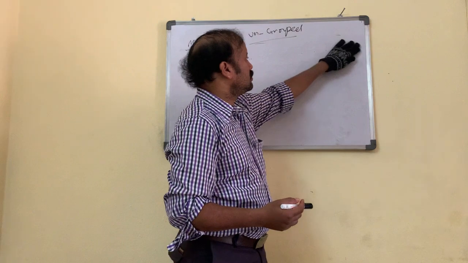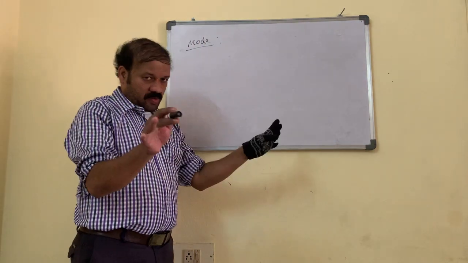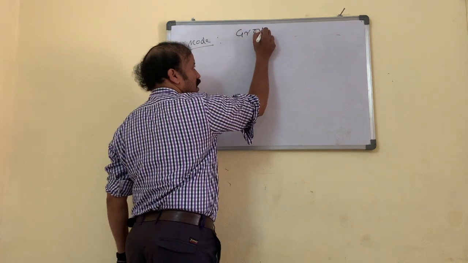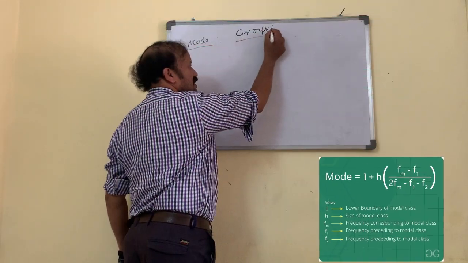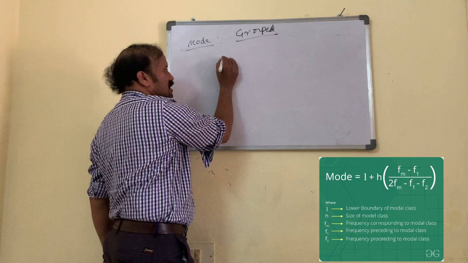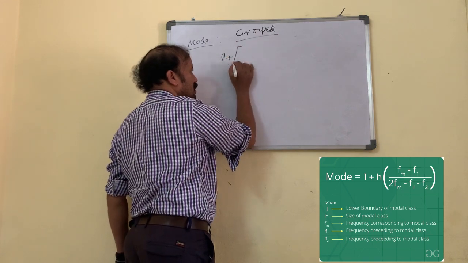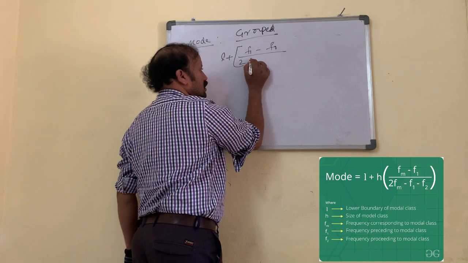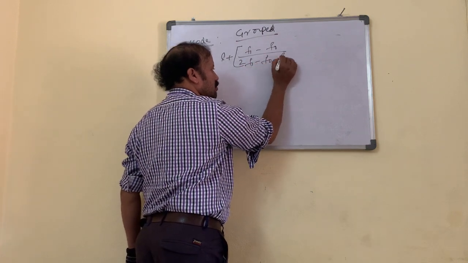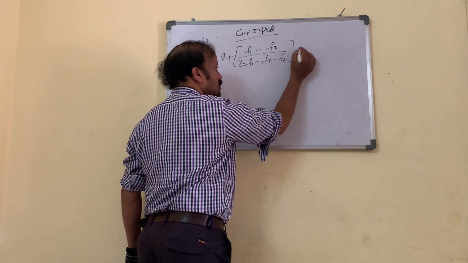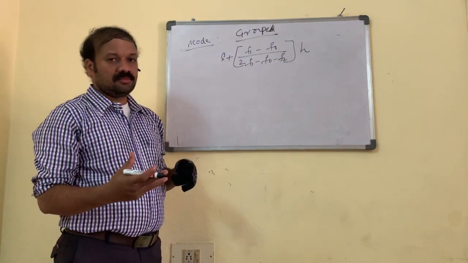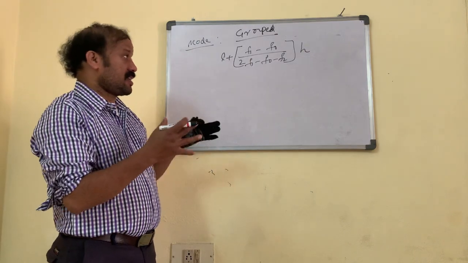Ungrouped is over. Now grouped. The grouped mode formula is L plus F1 minus F0 by 2F1 minus F0 minus F2, into H. H is the class size, meaning the class interval size, the difference.